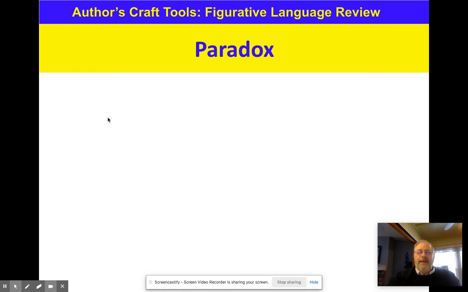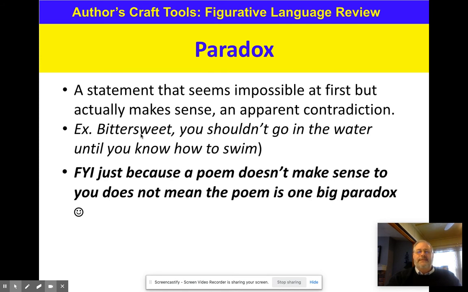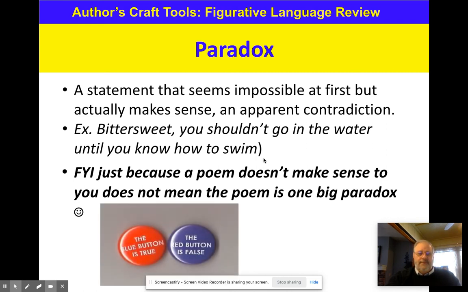A paradox is a statement that seems impossible at first, but actually makes sense, an apparent contradiction. Bittersweet. You shouldn't go in the water till you know how to swim. Contradiction. If you don't go in the water, how do you ever learn to swim? But it makes sense when you're saying you shouldn't go in the water until you know how to swim. A paradox. The blue button is true. The red button is false. That lets you think about that one for a while.